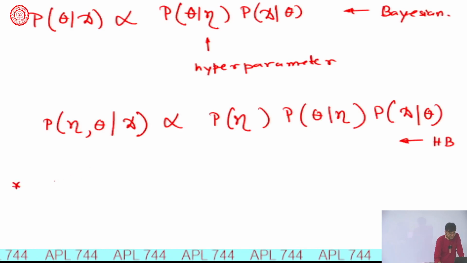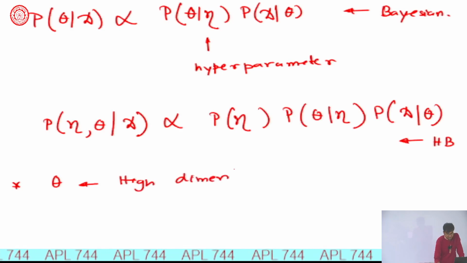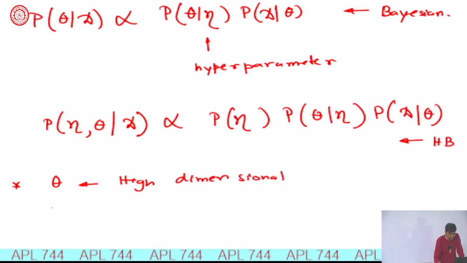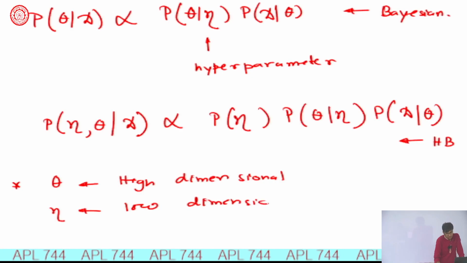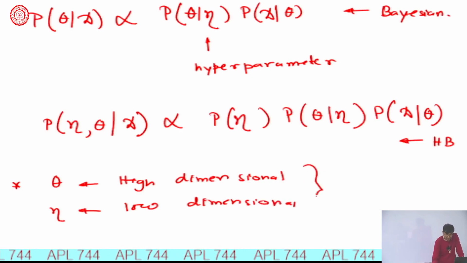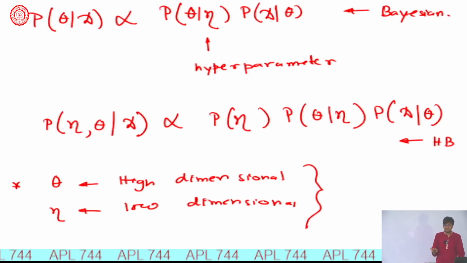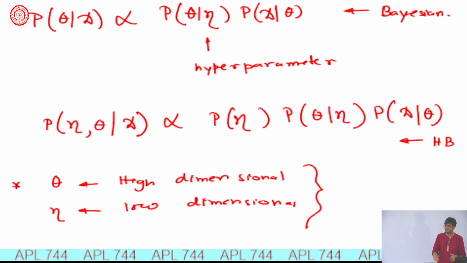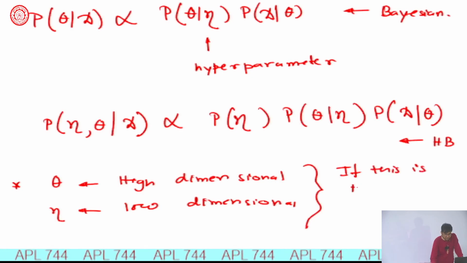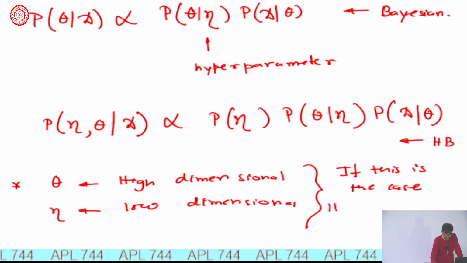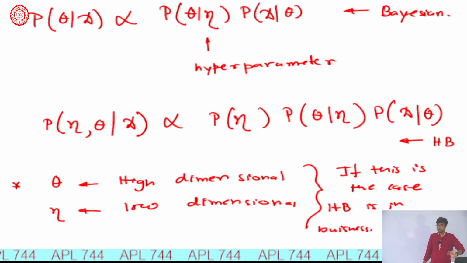So, the idea is that generally theta is high dimensional, whereas eta is low dimensional. And if this is the case, then hierarchical Bayes is useful. If this is not the case, then the utility is less. Okay? If this is the case, HB is in business. Okay. Clear?